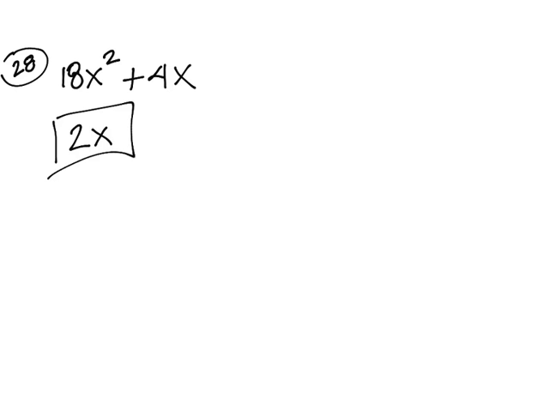28, we got 18x squared plus 4x. And it says state the greatest common factor. That's all they want to know. What's the GCF? 2x. Very good. That's the biggest number that goes into both 18 and 4. And they both have an x. Does everybody understand that? So 2x is your GCF. Okay?